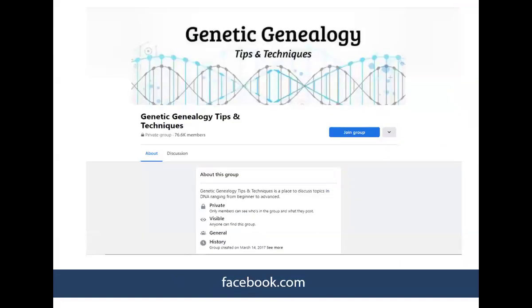There also is a Facebook group that Blaine Bettinger also helped found, is one of the admins for, called the Genetic Genealogy Tips and Techniques. It's on Facebook, and whether you are a beginner to advanced, you can ask different questions and get some advice from others in this group. So, in case you're looking for more of a social forum.